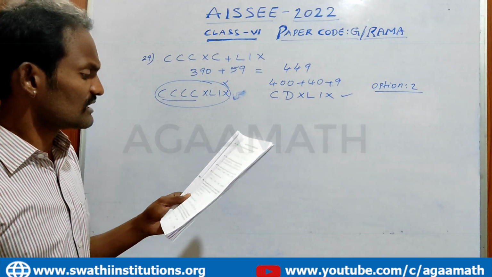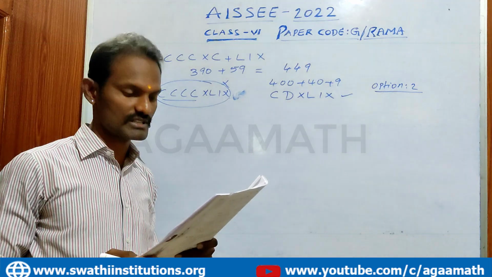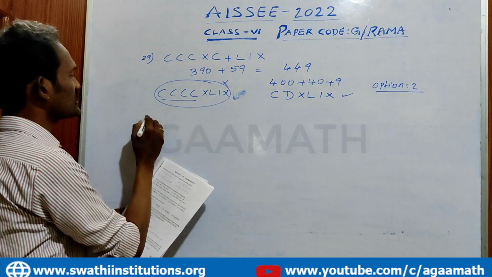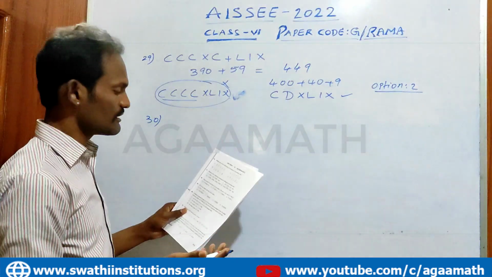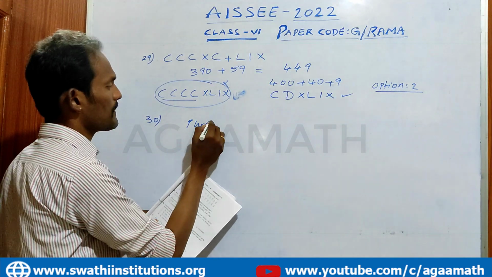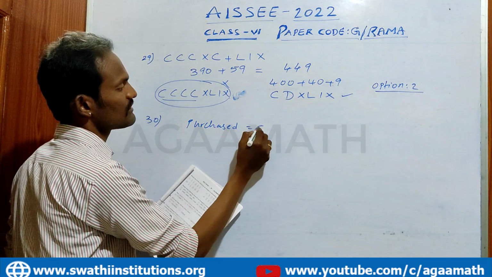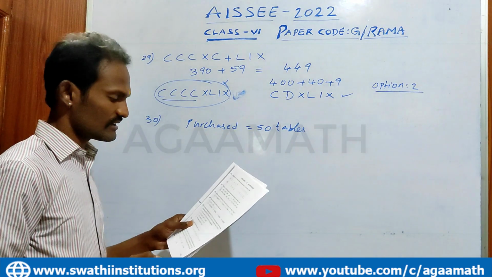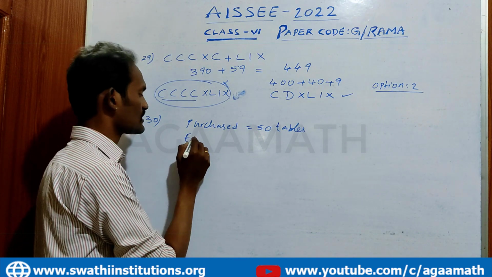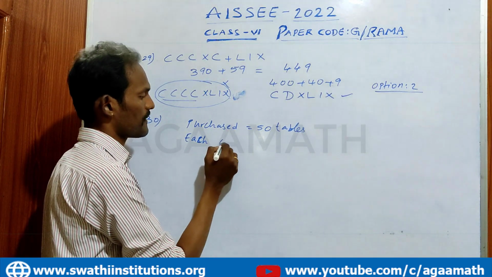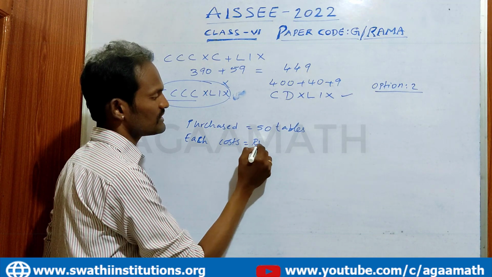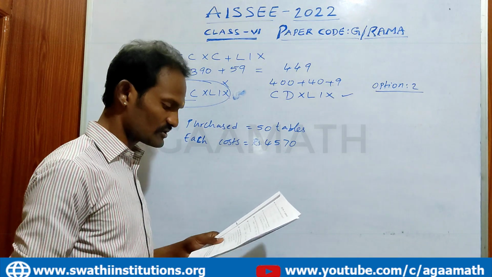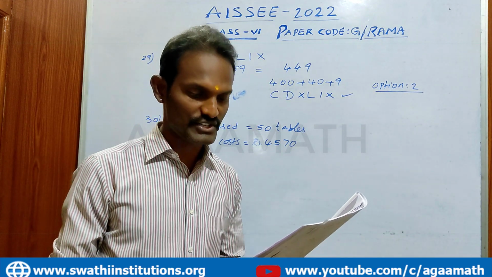Now let us come to the 30th. A dealer purchased 50 tables for rupees 4,570 each. Means how many tables he bought? He purchased 50 tables. Okay. And each costs is how much? That is rupees 4,570. The question is, 9 tables got damaged in transit.